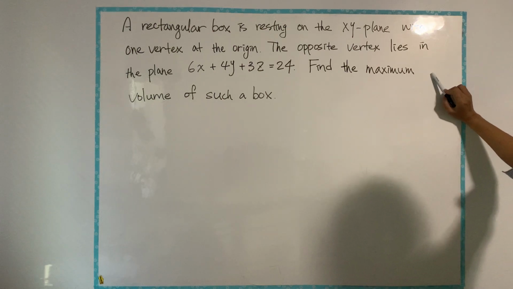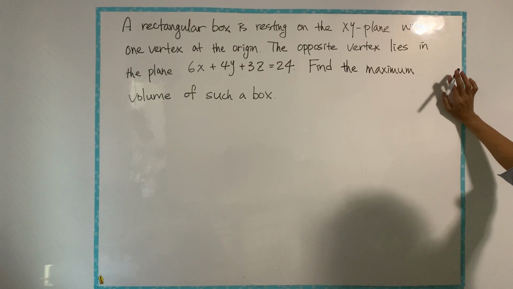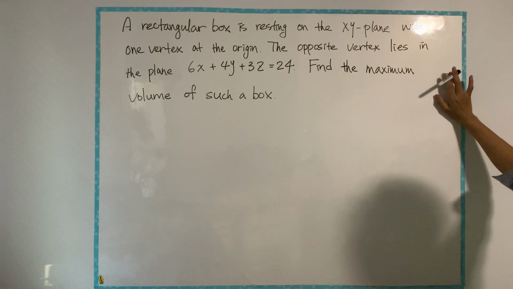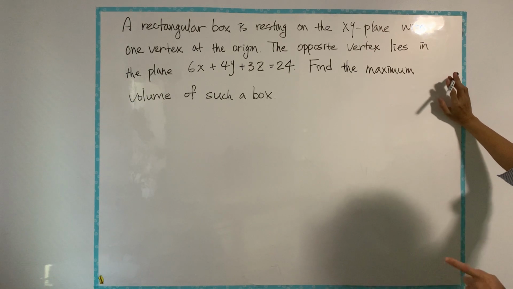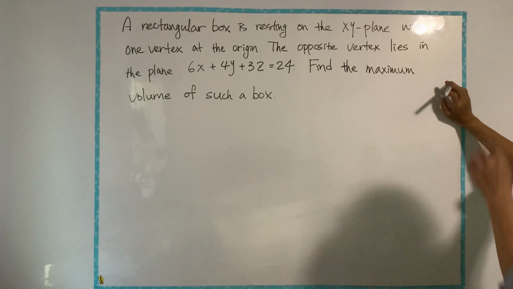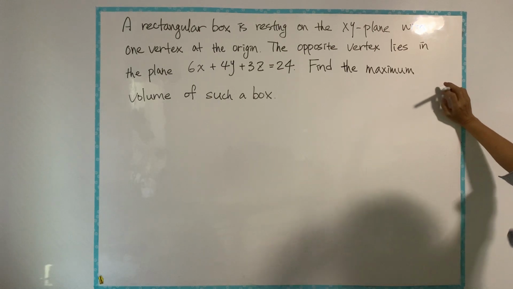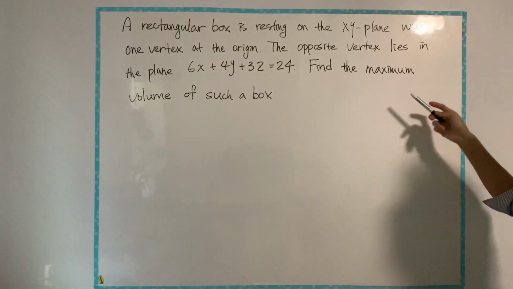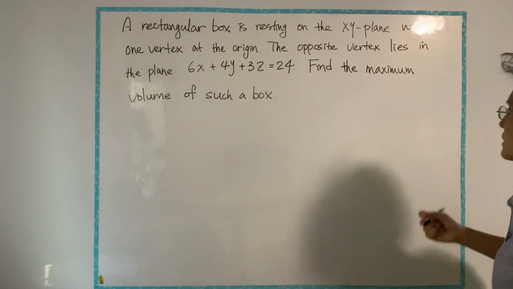Let's look at this application problem. Here we have a rectangular box resting on the xy plane with one vertex at the origin. The opposite vertex lies in the plane described by this equation. Find the maximum volume of such a box.